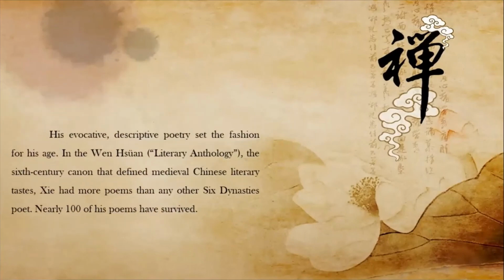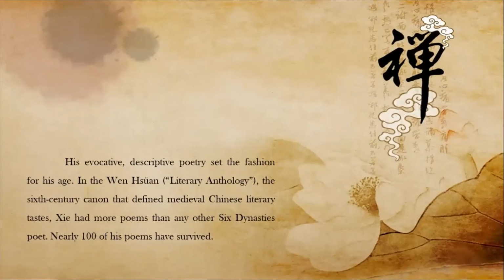His evocative, descriptive poetry set the fashion for his age. In the Wen Xuan literary anthology, the 6th century canon that defined medieval Chinese literary tastes, he had more poems than any other poet of the Six Dynasties. Nearly 100 of his poems have survived.